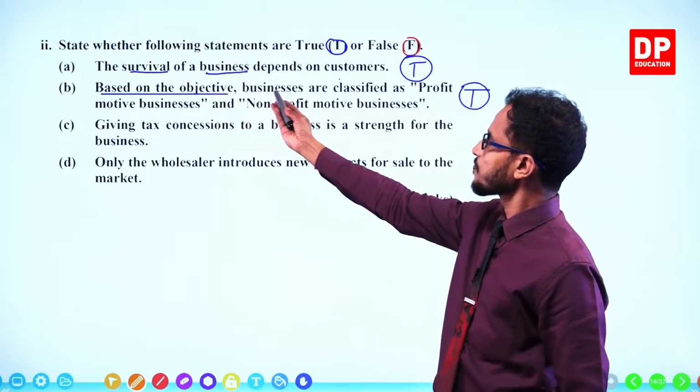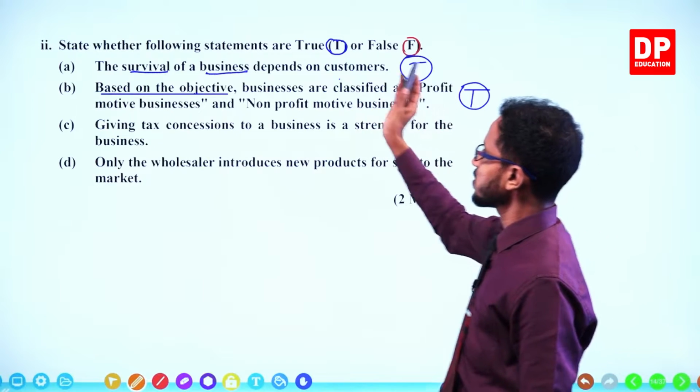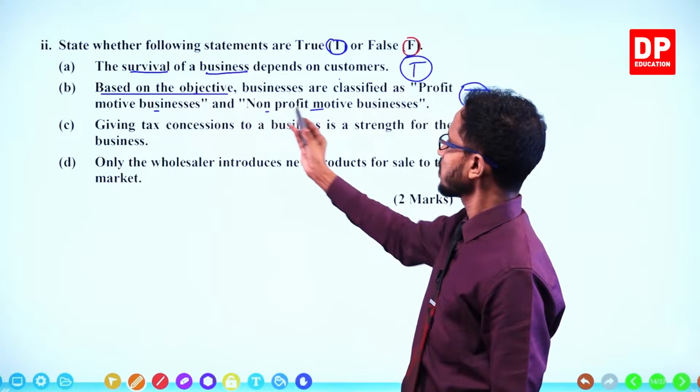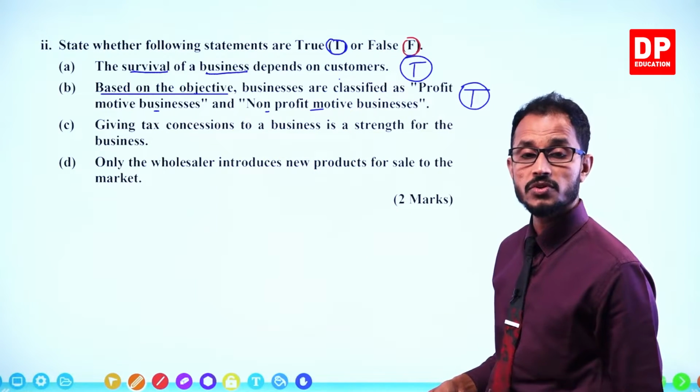Based on objective, businesses are classified as profit motive and non-profit motive. Profit motive, non-profit motive. It's true.